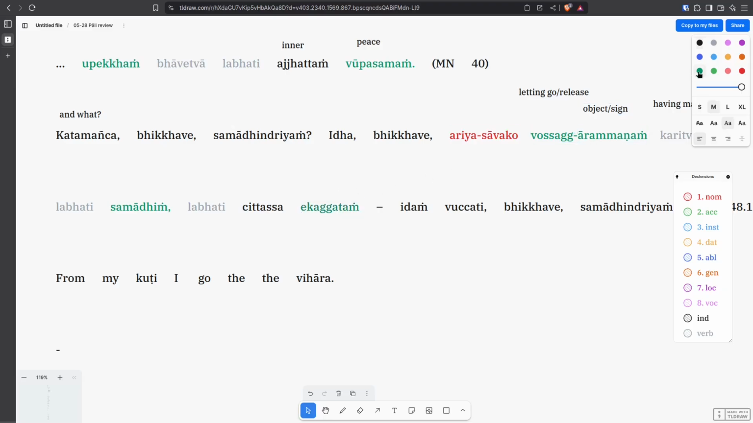That's right. So ekaggatam is the accusative, and cittassa here is genitive. And this is how it expresses that, of the mind. So genitive is a possession. Ekaggatam, this is the accusative, and oneness of mind, you could say, oneness or unity, like one-pointedness in other translations. So he obtains samadhi, he obtains unity of mind.